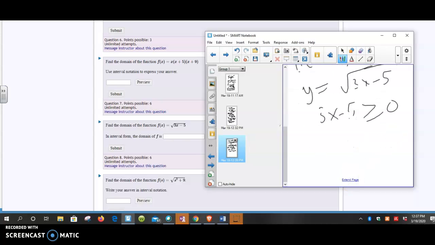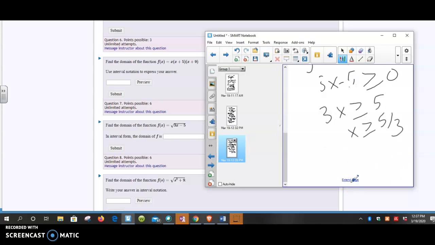So it can equal 0, that's fine. So 3x has to be greater than or equal to 5. So x has to be greater than or equal to 5/3. So what does that mean? That means when we write it out, we have a hard bracket because it includes 5/3, and comma, and then soft bracket infinity. That's what that means.